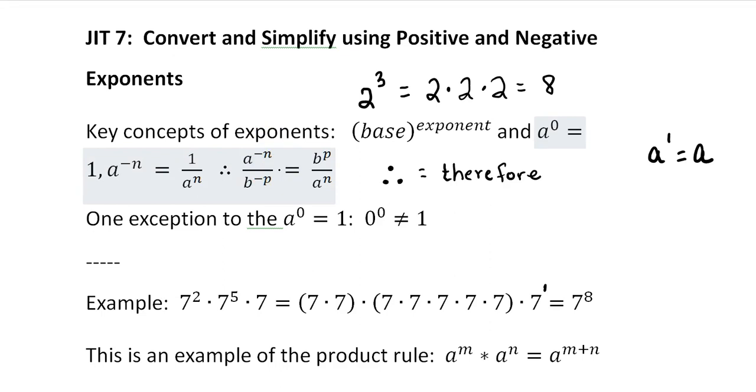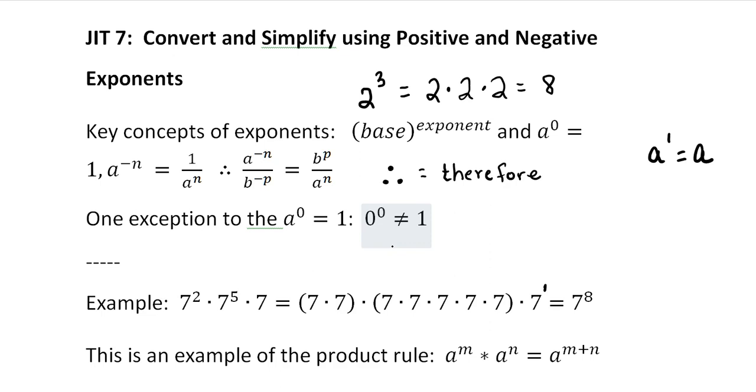All right, and I want to point out the one exception to this whole a to the 0 equals 1. It does not work when we're talking about 0 to the 0 power. 0 to the 0 power is not okay. It doesn't work because ultimately what we're trying to do is divide by 0, and that does not work. So we're not even going to go there. So 0 to the 0, for our purposes, does not exist.